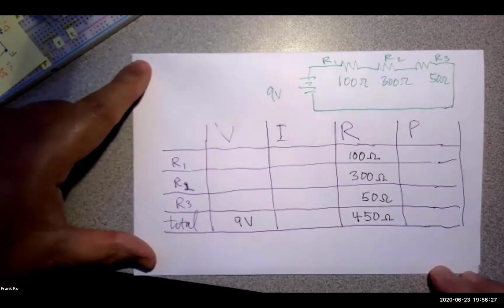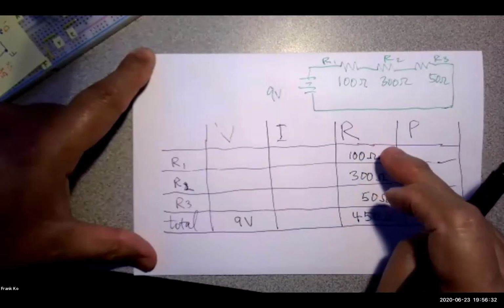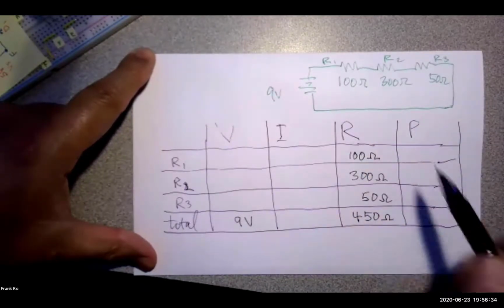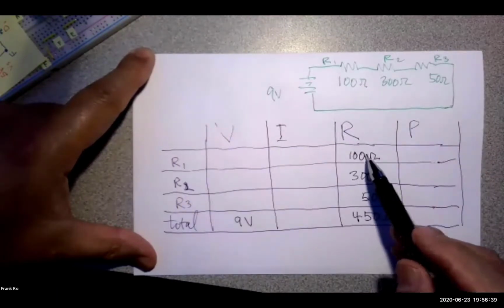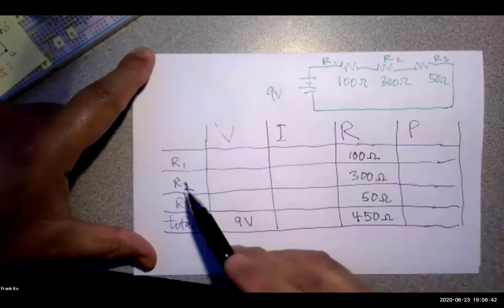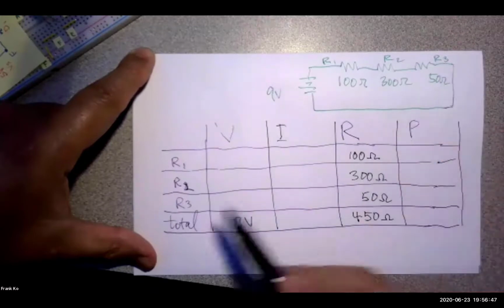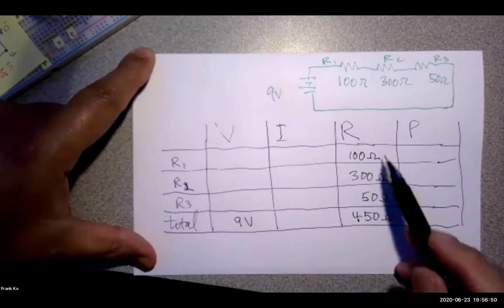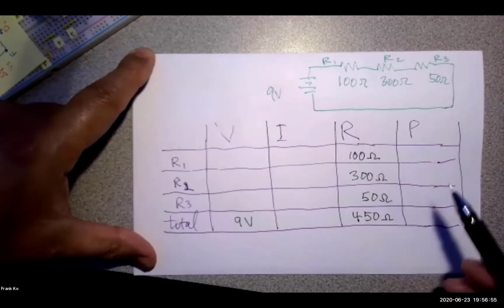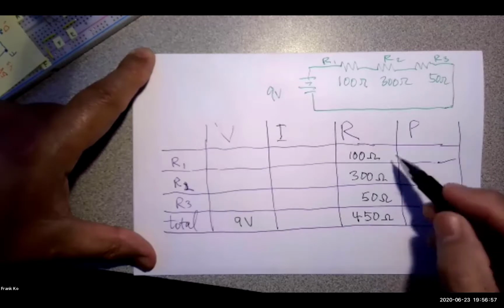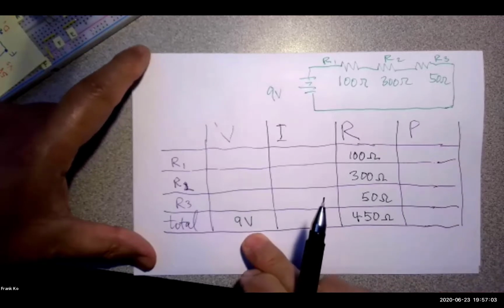From here, before you go to fill in anything else, make sure your freebies are filled in correctly. Is the value of the 100 ohm resistor for R1 in the R1 row? Is the value of 300 for R2 in the R2 row? Is the value of 50 ohms for R3 in the R3 row? You've got to make sure these values are put in the correct cells. Otherwise, things get really wonky on you. The total was the formula where we add these together and we have 450 ohms. 9 volts was given as a source.